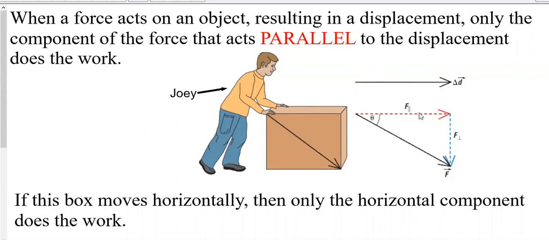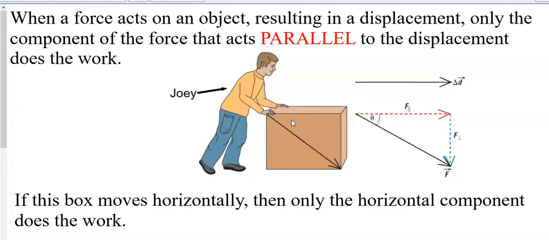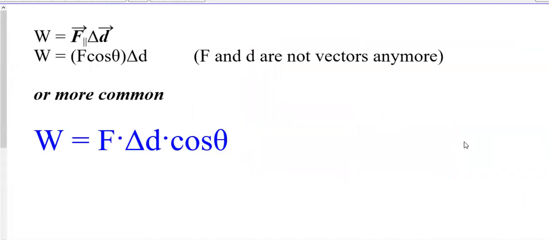So work, again, is defined as a measure of the amount of energy, so therefore this is the only force that is going to contribute to transferring any energy to the box, which contributes to its actual motion. So the other force, this perpendicular force, is not contributing to the motion. That perpendicular force is not doing any work. So if you look at work mathematically, work is your parallel acting force to the displacement of motion multiplied together.